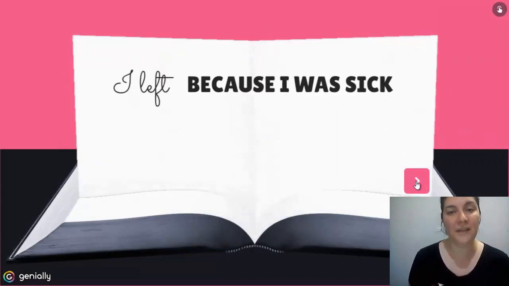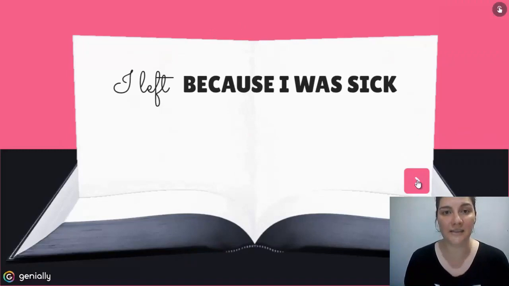I left because I was sick. In this case, now this dependent clause has a function which is the one of an adverbial, giving us information related to the reason why this person left.